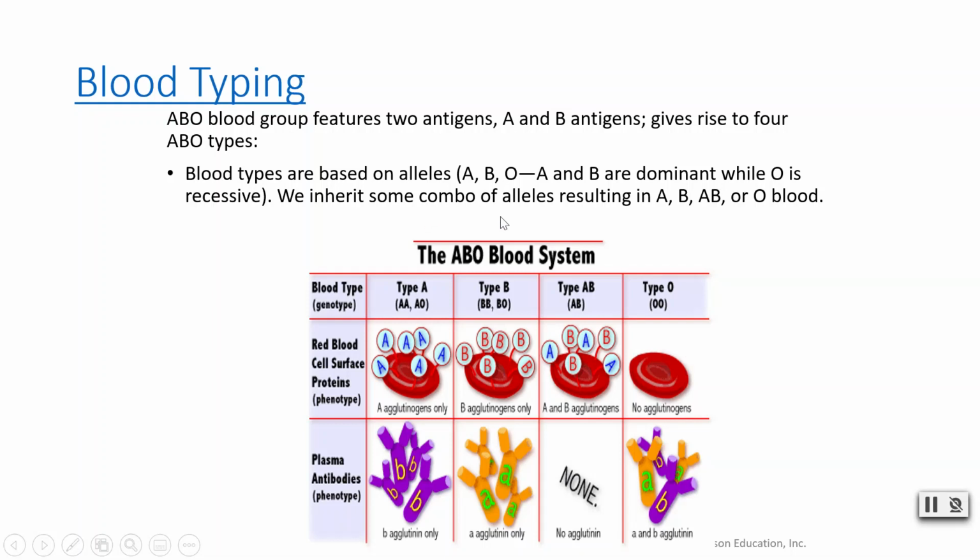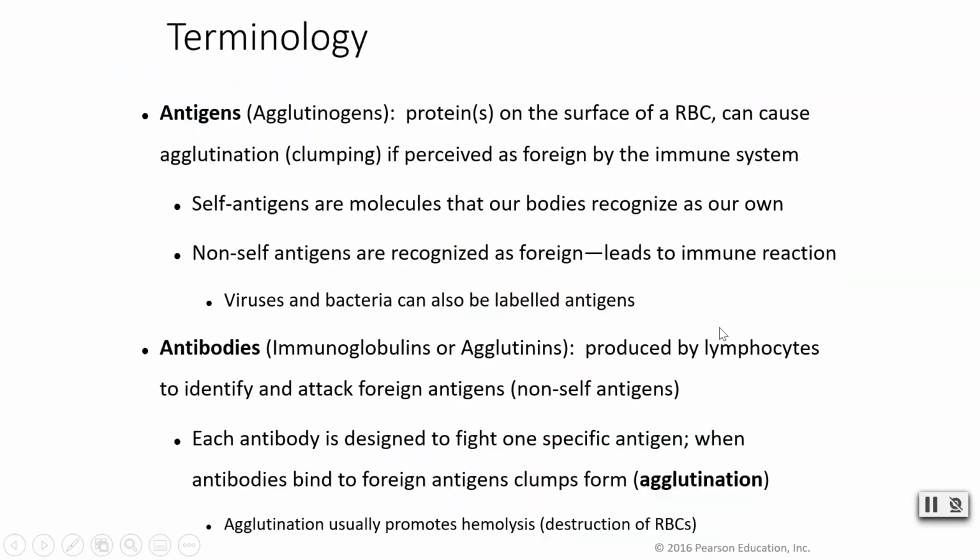Okay. Blood types are inherited, so you will receive some sort of combination of alleles from your parents. The A, the B, you might get one of each and end up with AB, or you might not get any and you would end up with type O from your parents. Now, we just mentioned that the antigens are proteins on the surface of your red blood cells that can cause agglutination, which really just means clumping. This really only happens if the immune system thinks that those antigens are foreign.